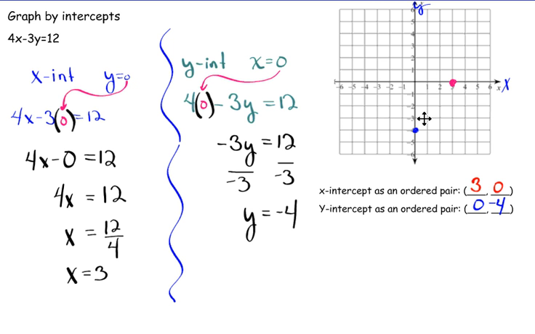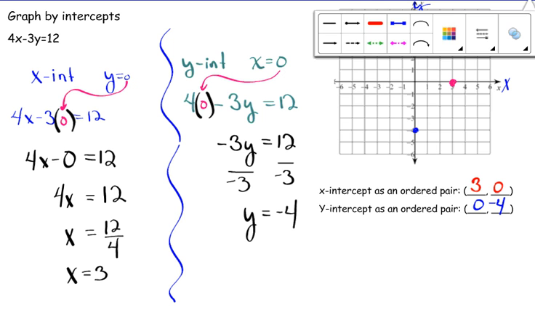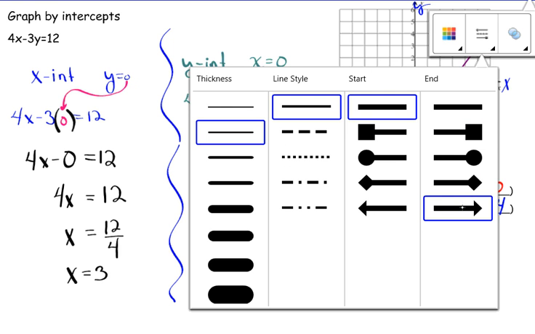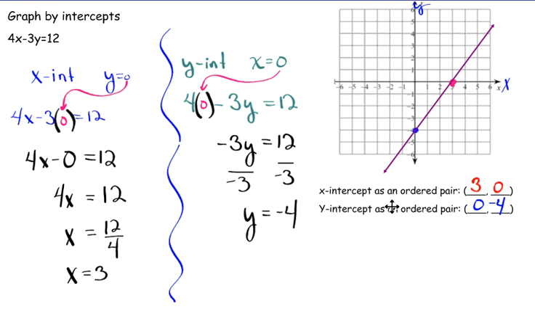I'm going to get out that handy-duty, ever-popular line that I like, the purple one, and I'm going to draw my line. And I want you to notice, do I have arrows on the end of my line? No, Mrs. Peters does not have arrows on the end of the line, so what do you think she's going to do? She's going to pull out her arrow maker and put arrows on it. And I have my line graphed by intercepts.